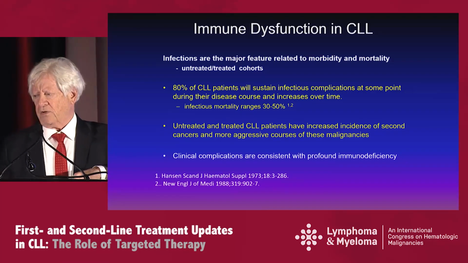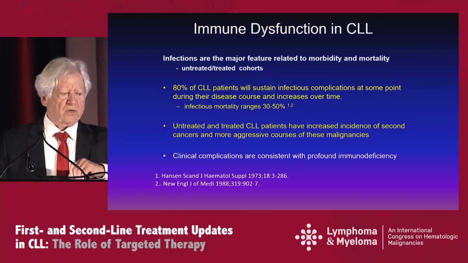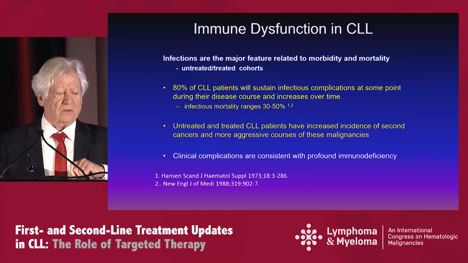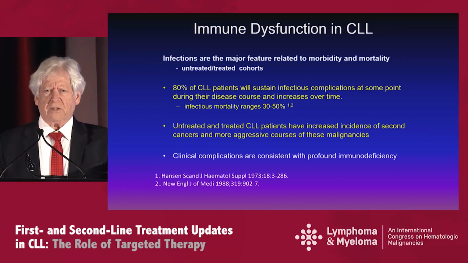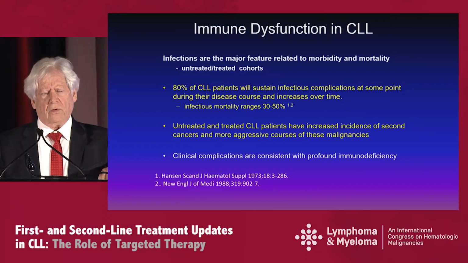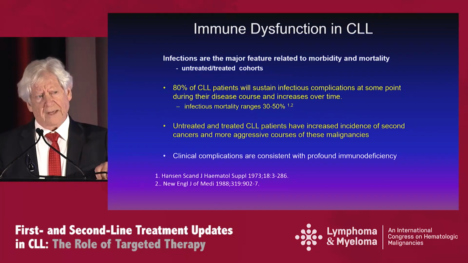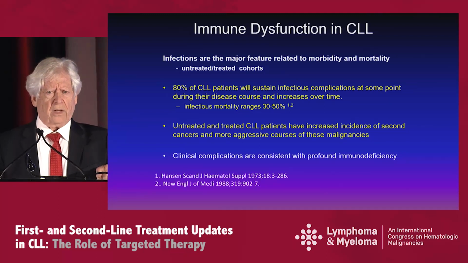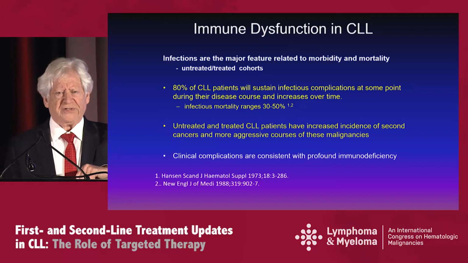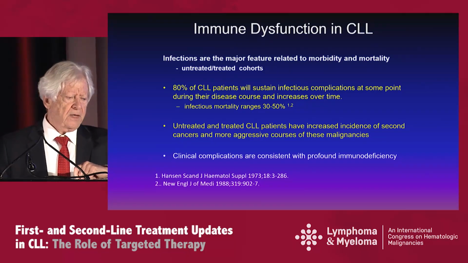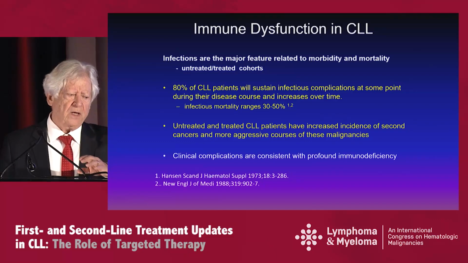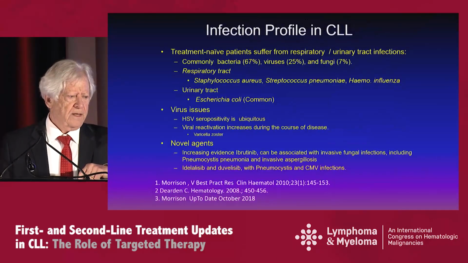Also, untreated and treated CLL patients have increased incidences of second cancers, and these can be more aggressive. This is particularly true with basal squamous and melanoma, but it's actually seen as well in other malignancies. It's been reported to be more aggressive for prostate and lung, for example. These clinical complications are consistent with a profound immunodeficiency.